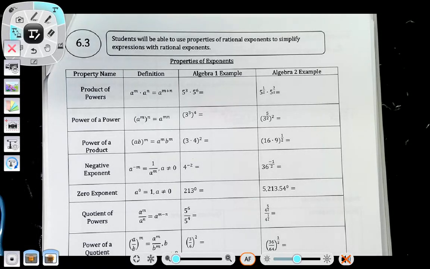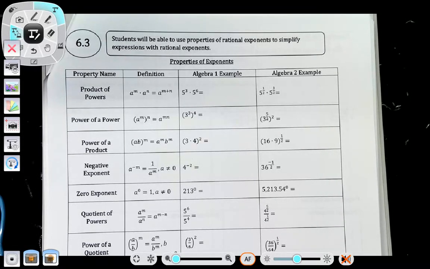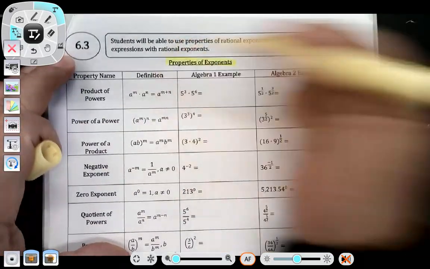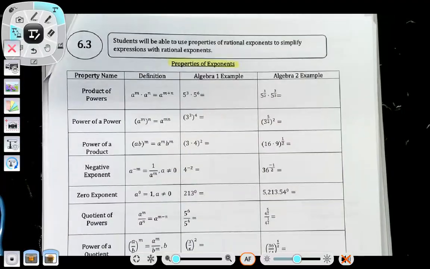So you should be on page 9 here. We're going to talk about section 6.3, where it says students will be able to use properties of rational exponents to simplify expressions and rational exponents. So mainly, this is an Algebra 1 review. We are going to talk about the properties of powers of exponents. That's our big topic here to start off the day.